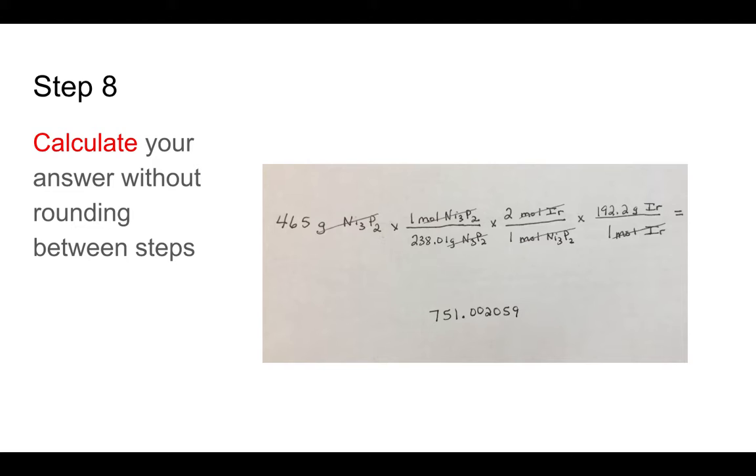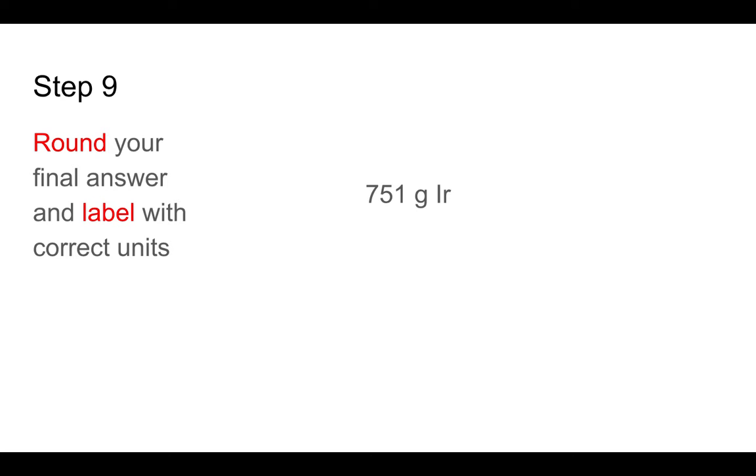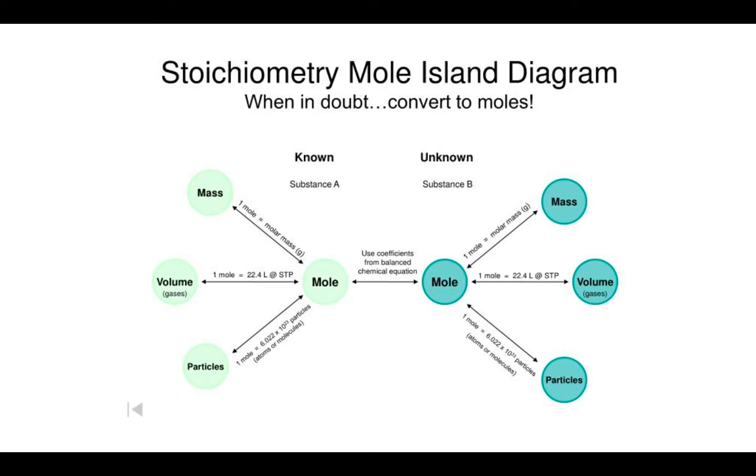Okay? If I do that and I don't round my answer, I get 751.002059. So the last thing I'm going to do is to round my answer to the correct number of significant figures, which in this case is 3 significant figures, and I'm going to label it with the correct units. So my final answer is 751 grams of iridium. I hope these steps help you understand how to solve these problems.